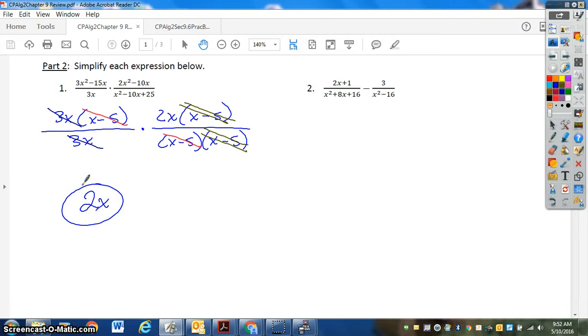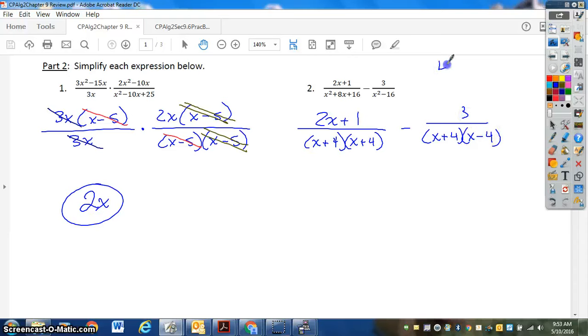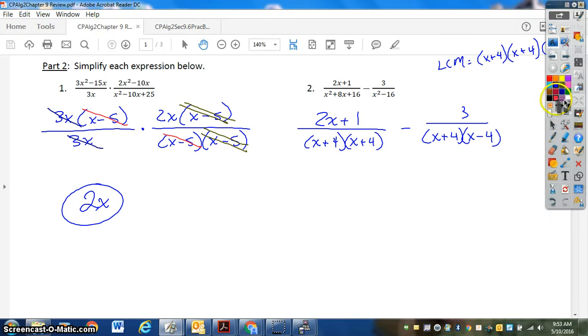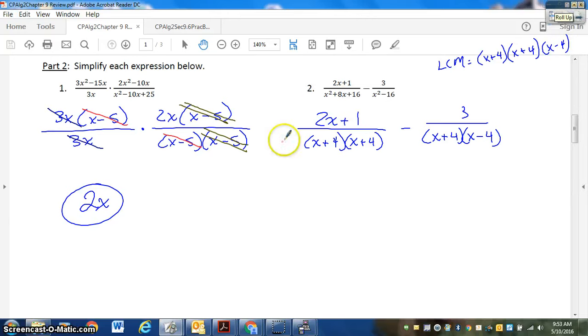Number 2 is a little more work. I need to factor this first to find out what my common denominator is. Notice that this is addition and subtraction, so we need a common denominator before we can do the operation that they want us to do. Your LCM would actually be x plus 4 times x plus 4 times x minus 4. That's your common denominator. So in my first fraction, all I'm missing here is the x minus 4.